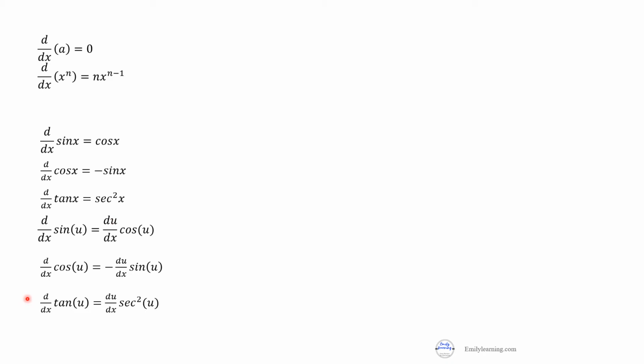Let me write it down so that it is clearer. For example, if I want to differentiate sine x cubed, when you differentiate sine, you will get cosine. Then you also need to multiply it by 3x squared. So you differentiate x cubed, which is 3x squared, and you write it in front here.